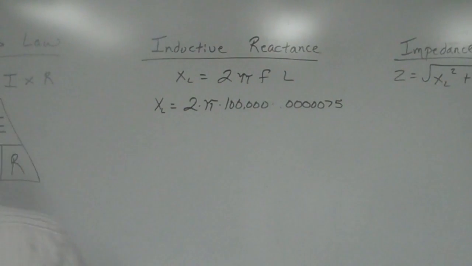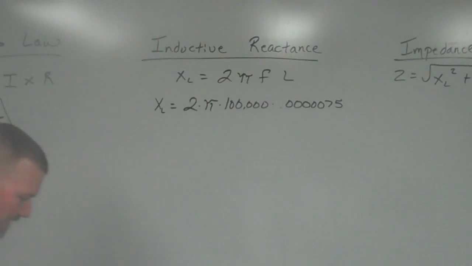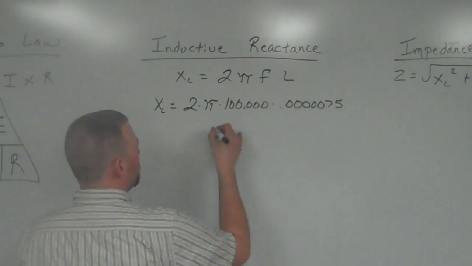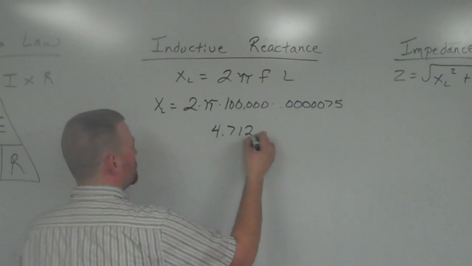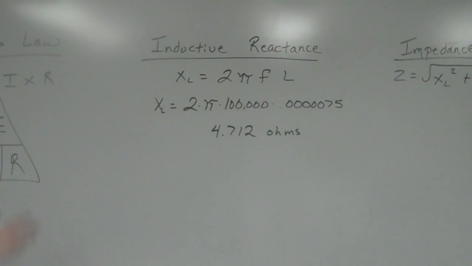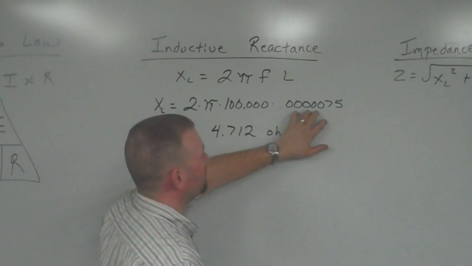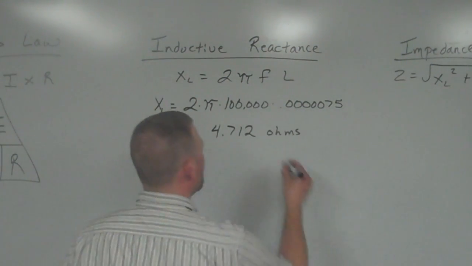0.123457 Henries. And then real easily, if you've got your calculator, 2 times pi times 100,000 times 0.1234575. That's going to tell me 4.712 ohms. There's a bunch of math that goes in behind it to get all of these numbers. This is a constant, this is a constant, this is 100,000 hertz, and this is henries. All these multiplied together are going to leave us with ohms.